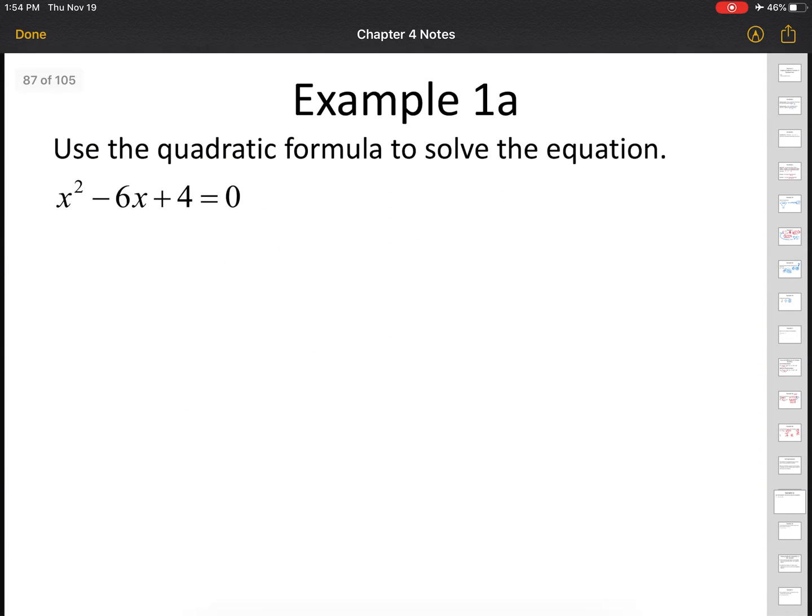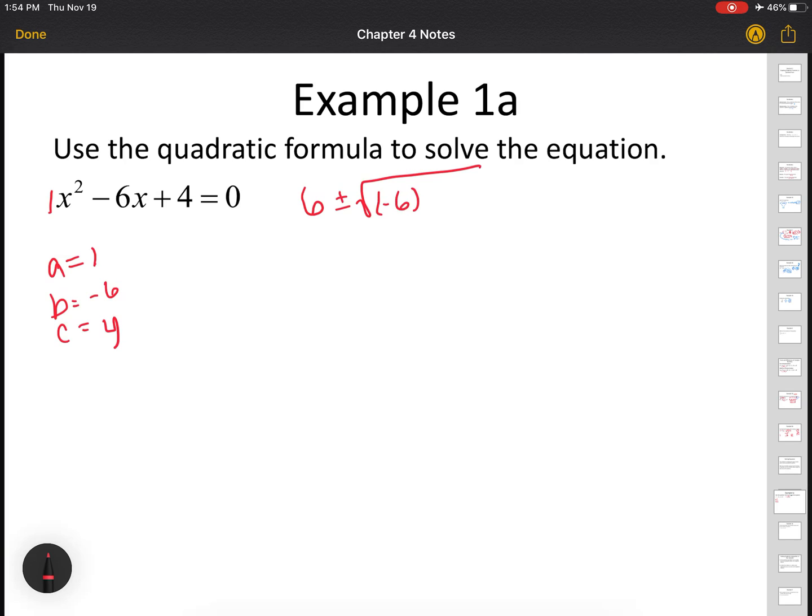So let's do an example here. In this example, I'm going to pick out a, b, and c. Okay, my a is 1 out front with my x squared term, b is negative 6, and c is 4. So now I'm going to plug that into that formula. So it started off with a negative b, but my b is negative already, so it's going to turn to a positive 6. Plus or minus the square root of b squared, so negative 6 squared, minus 4 times your a, which is 1, times c, which is 4, all over 2 times 1, which is 2 times a.